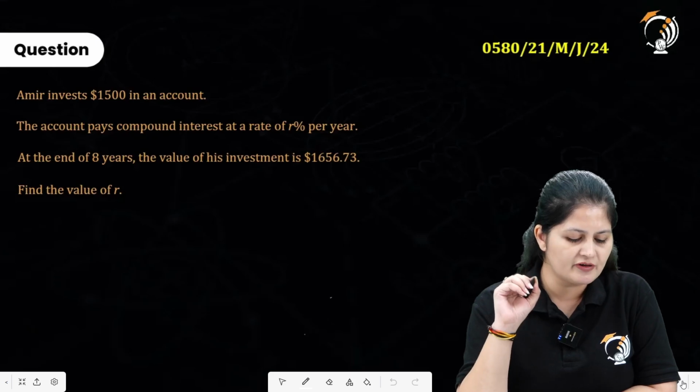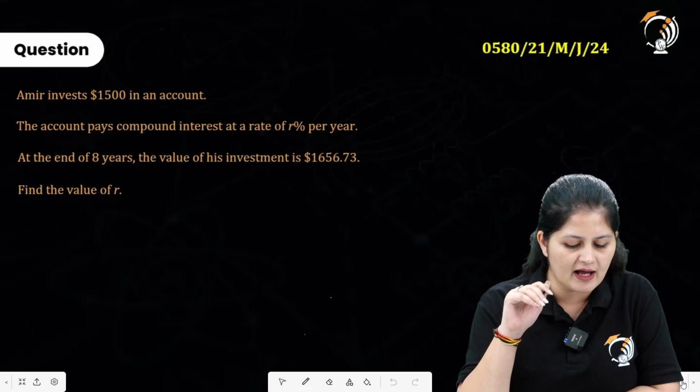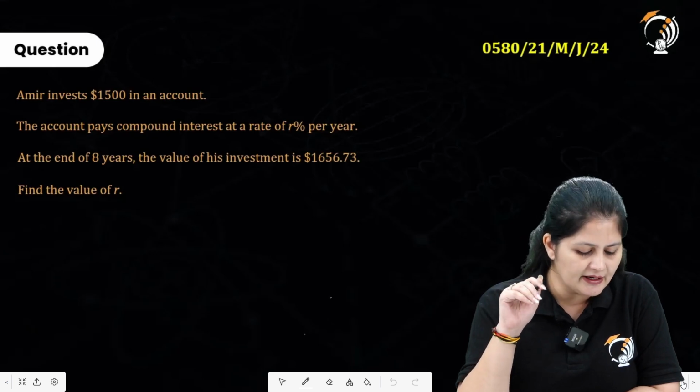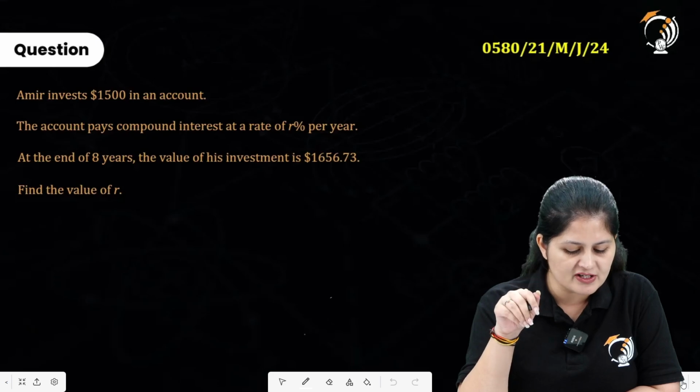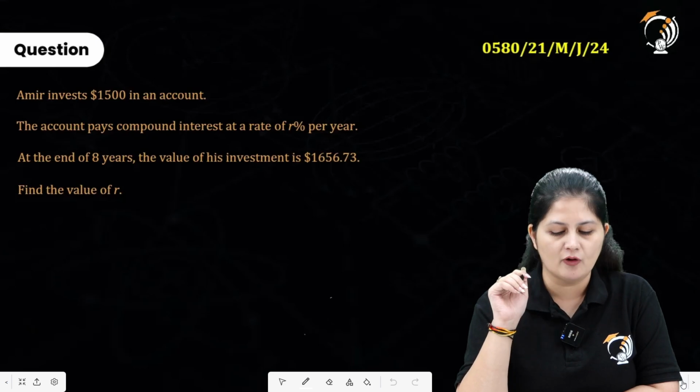Now moving to the next question. Amir invests $1,500 in an account. The account pays compound interest at the rate of R% per year. At the end of 8 years, the value of his investment is 1656.73. Find the value of R here.